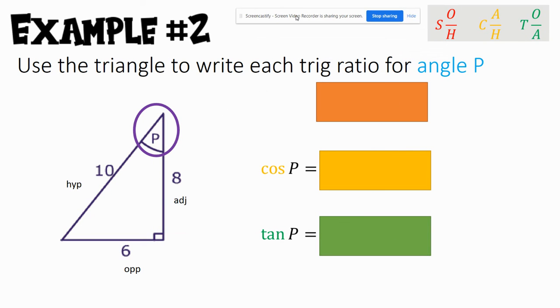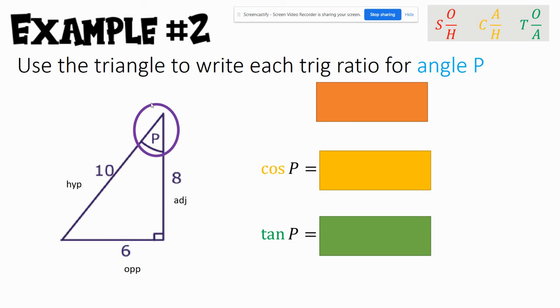Example number 2, use the triangle to write each trig ratio for angle P. Again, they have to tell you what angle you're working off of. This is angle P. I always like to either circle it or put my finger on it. Next, I'm going to label those side lengths. What side length is the hypotenuse? Well, it's the side length across from the right angle.